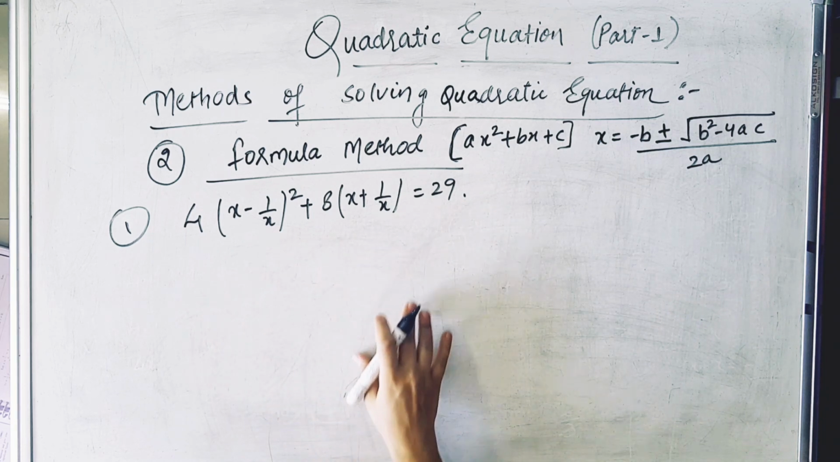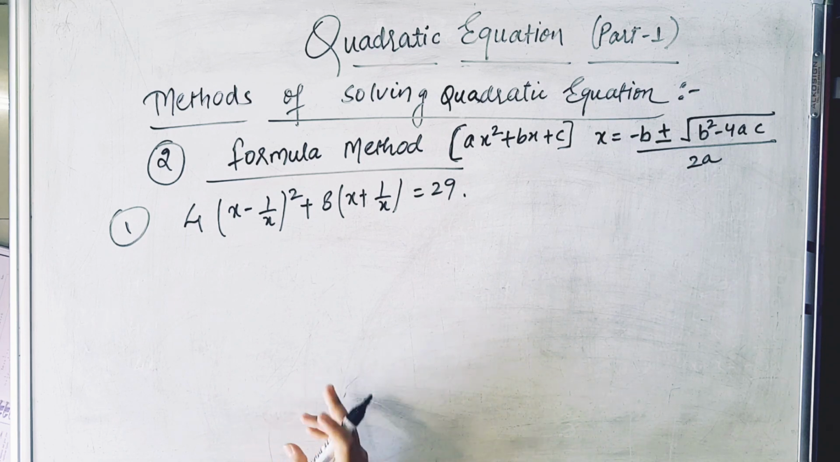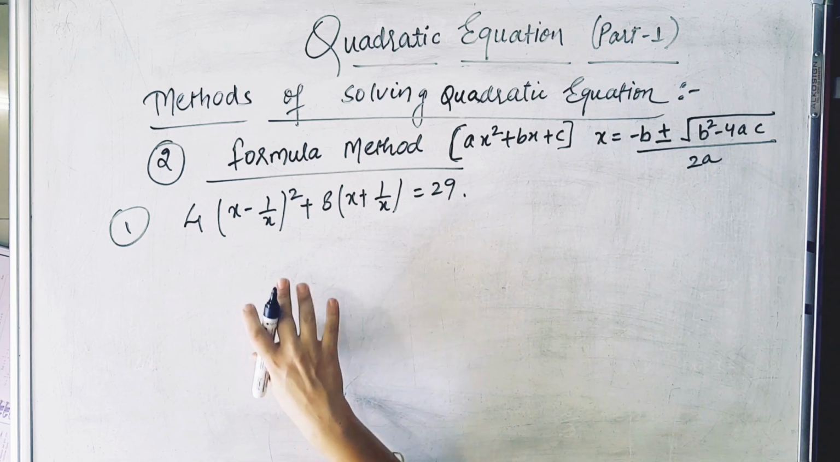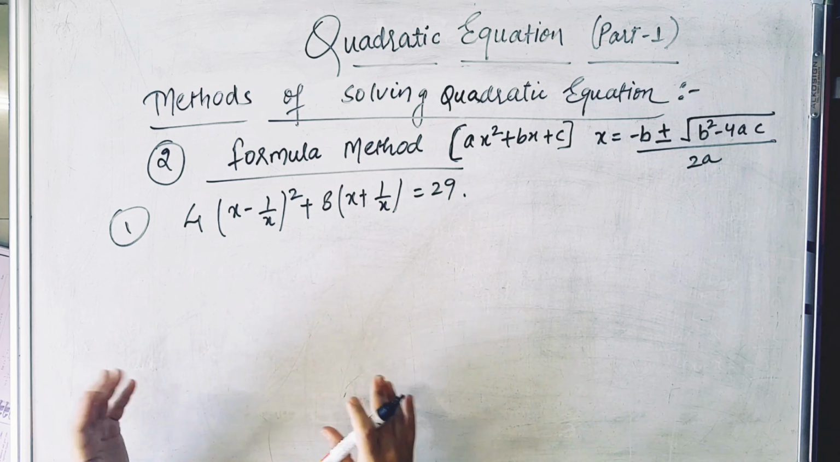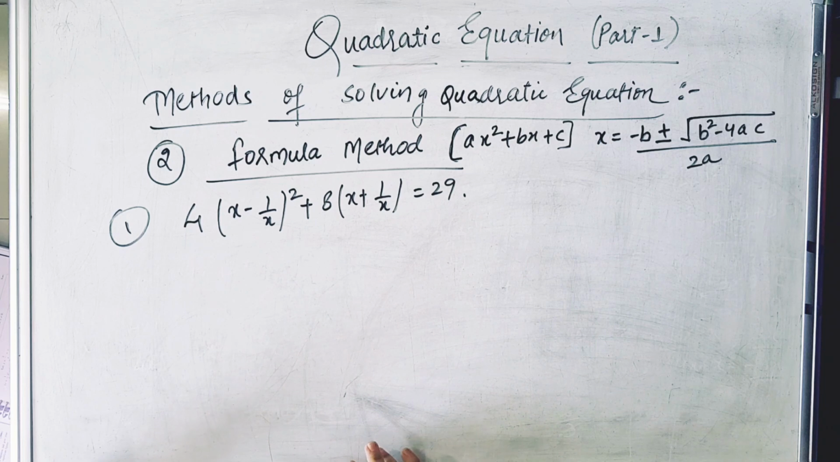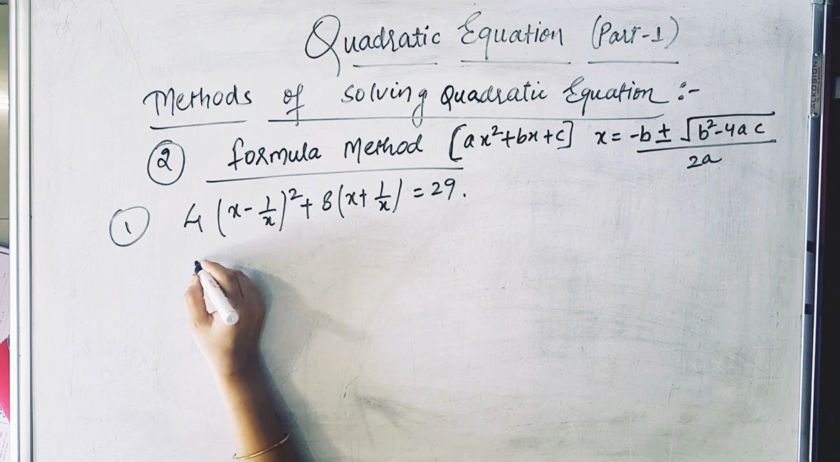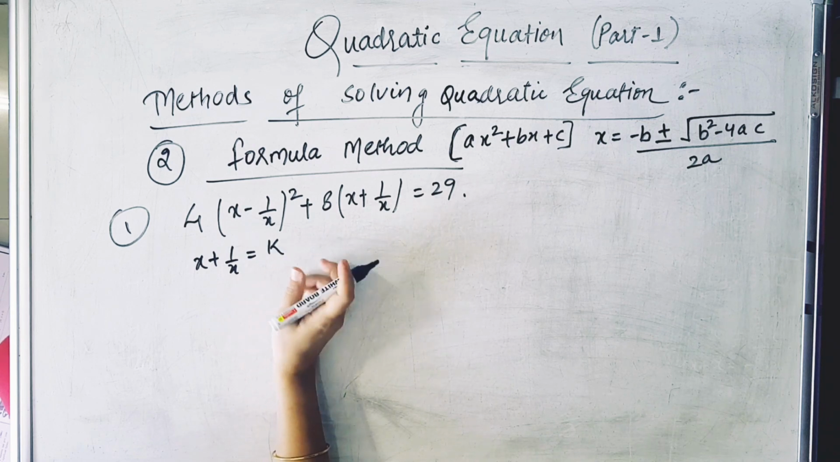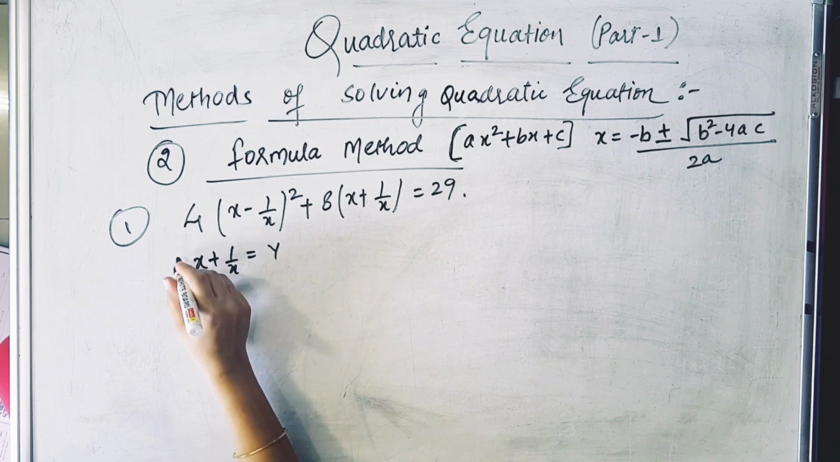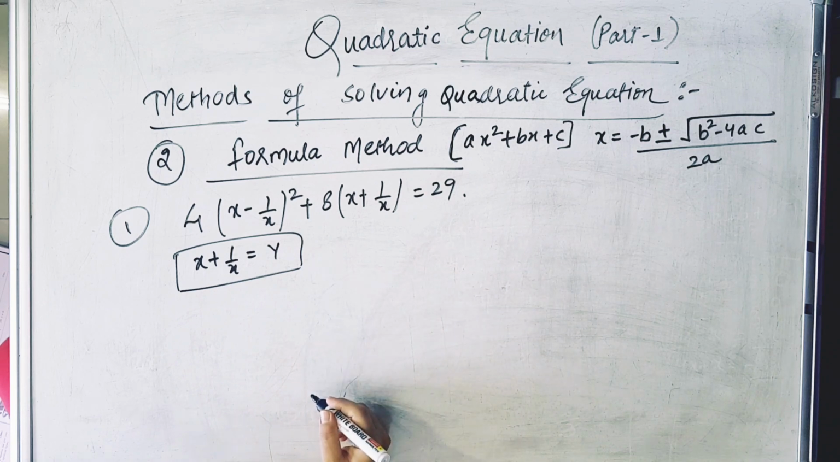Now this is certainly a complicated quadratic equation, so I'll tell you how to convert this complicated quadratic equation into a simple form. So what we'll do over here, we know that this is not in the form of quadratic equation. So first of all, we'll convert this equation in the quadratic equation form. So we'll assume x plus 1 upon x to be what? K, or we can assume it to be y also. So we'll assume it to be y.